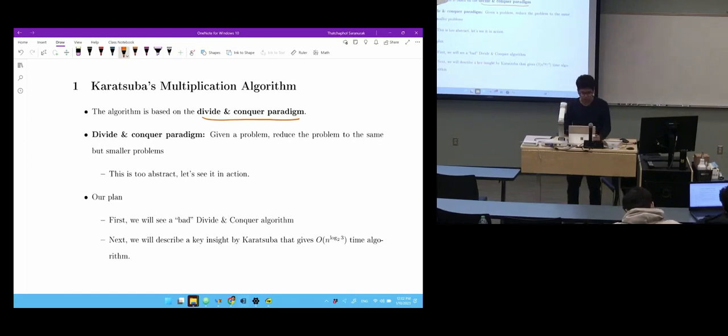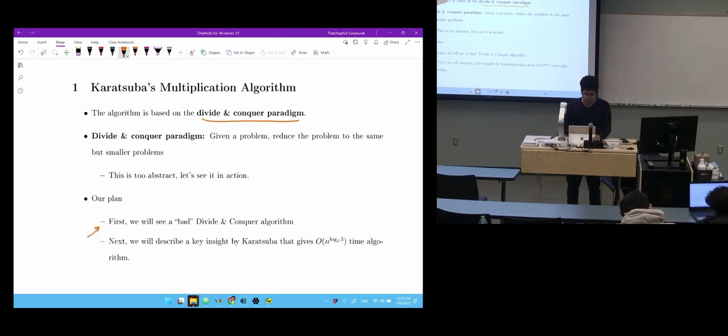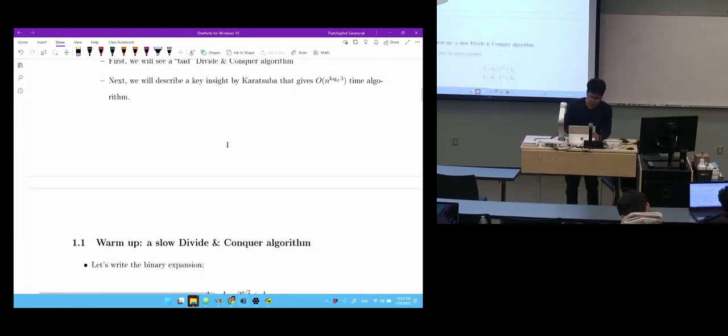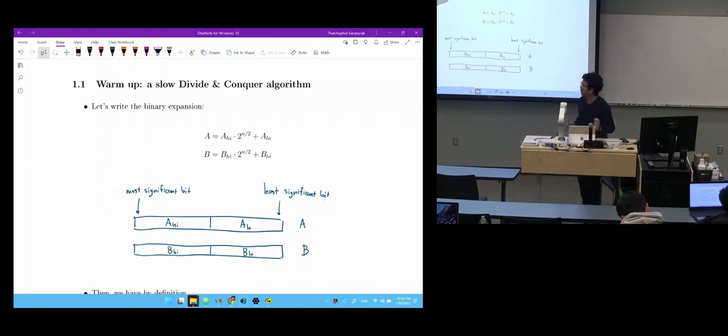My plan is to first show you how to do divide and conquer, but at the end, you will get something that is as slow as n squared. But with just one more insight, we will see that you can speed up the n squared algorithm. So, let's start with a slow divide and conquer algorithm to multiply two numbers.